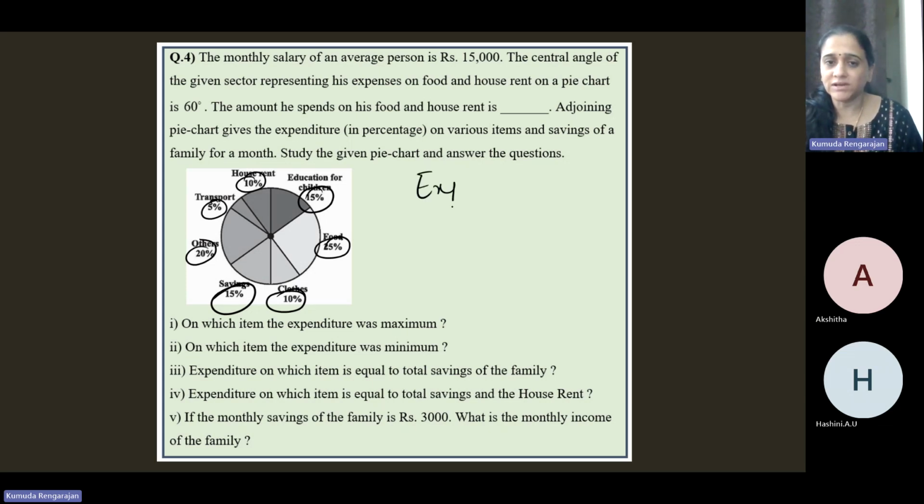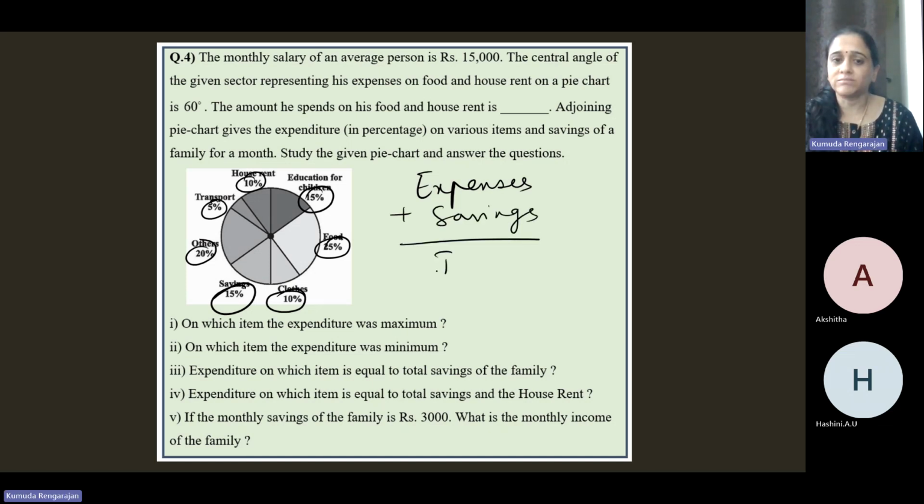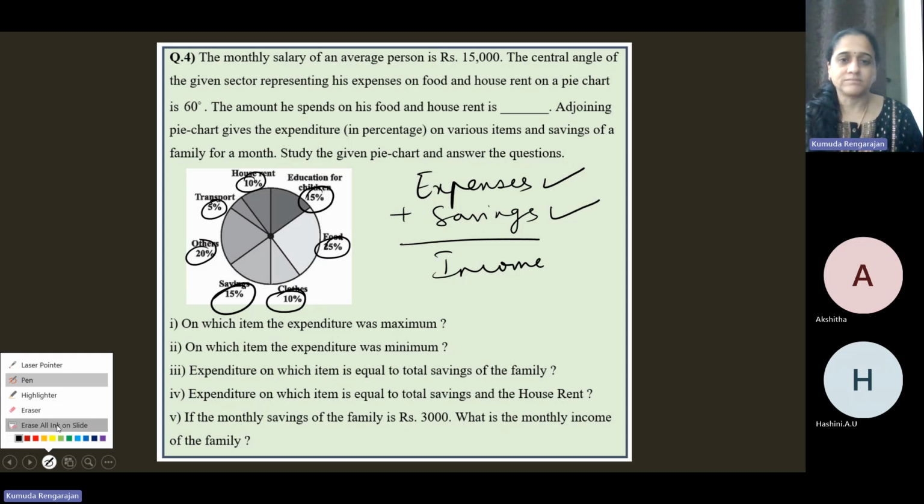All your expenses plus your savings is your income. Because from where do you get money? Income. What will you do with your income? You will spend, you will save. Your expenses and your savings together is your income.